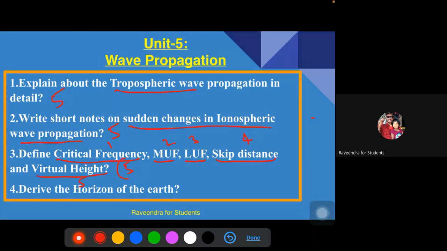And the last question, derive the origin of the Earth. By considering the radius of the Earth into consideration, you have to calculate the formula for D naught in terms of transmitting antenna and receiving antenna heights. You know it very well.